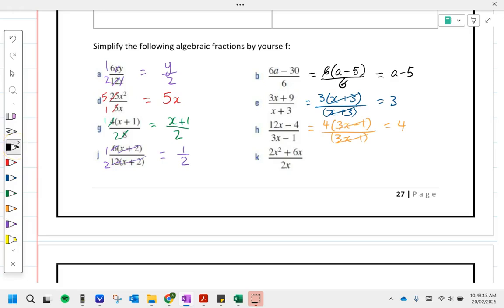Question K. Our top is not factorized, so let's factorize it. 2 and 6, we can take out a 2, and the smallest x we can see is just x, so that goes on the outside. 2x squared divided by 2x is just x. Put our plus sign. 6x divided by 2x, the x's cancel. 6 divided by 2 is 3, all over 2x. Our 2's cancel, our x's cancel, so our final answer is just x plus 3.